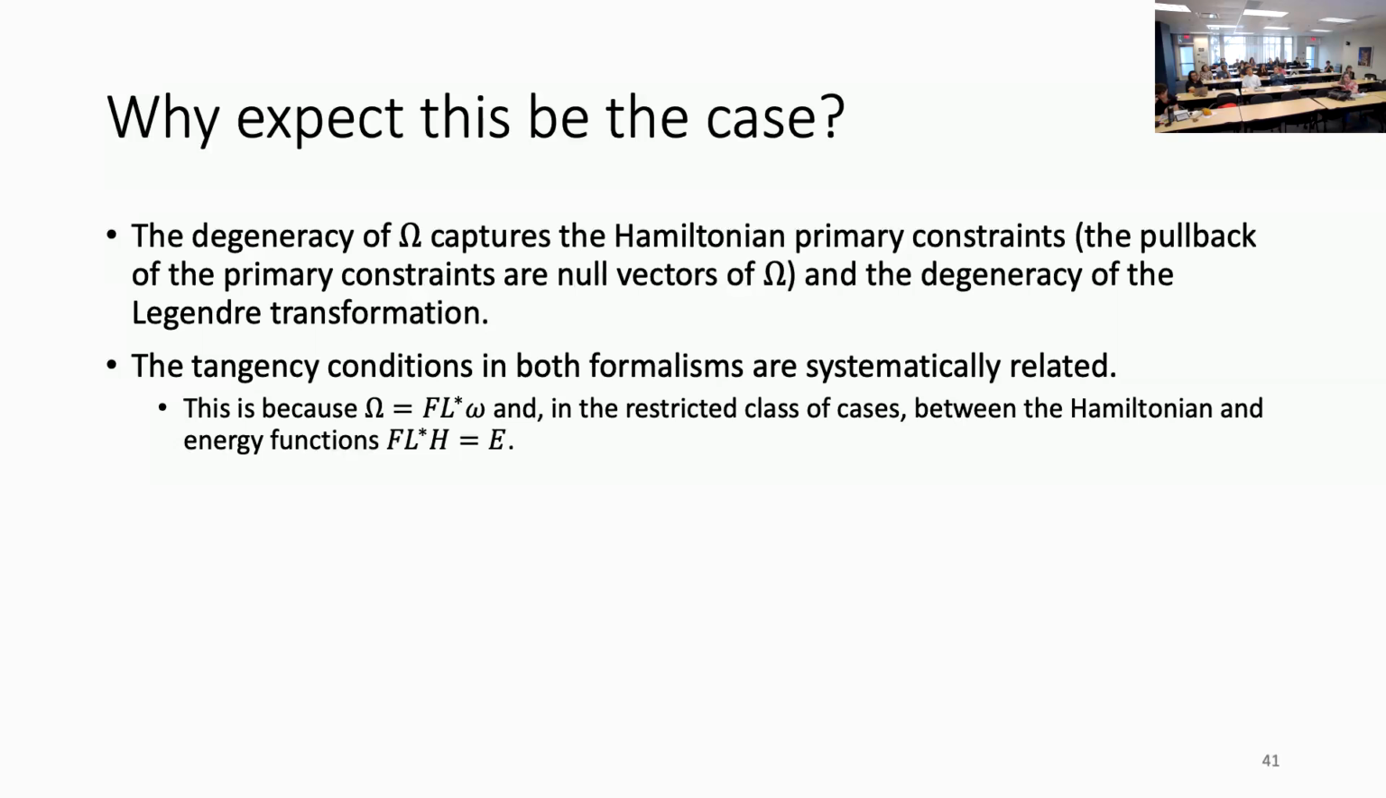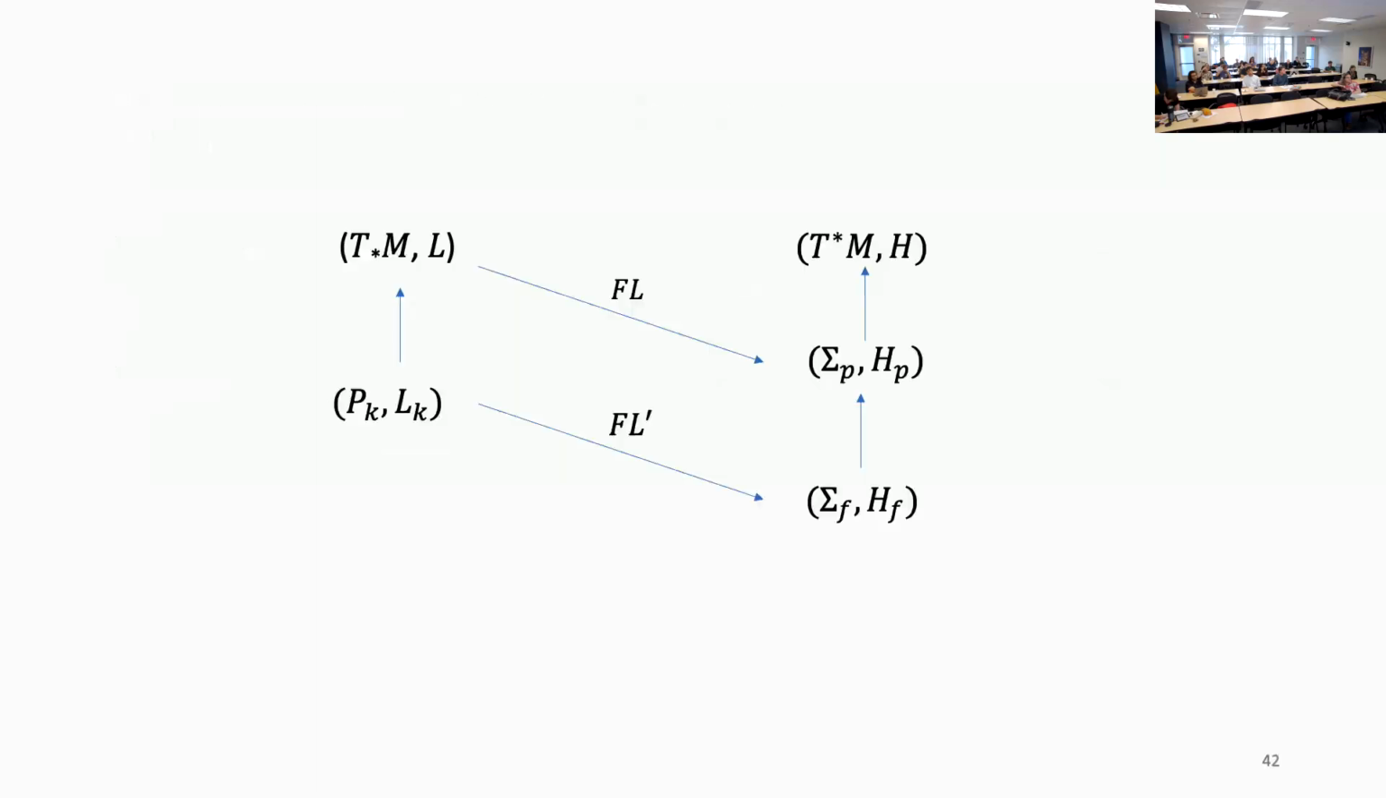And second, these tangency conditions, these consistency conditions that I defined, they are systematically related, at least in certain cases. The reason, first of all, is a thing I gave earlier, which is just that on the full space, the pullback of the symplectic form on the Hamiltonian side gives us the Lagrangian two form. And in a restricted class of cases, we can also say that the pullback of the Hamiltonian is just this energy function. And so if this conjecture is true, it would suggest that we can complete this picture.